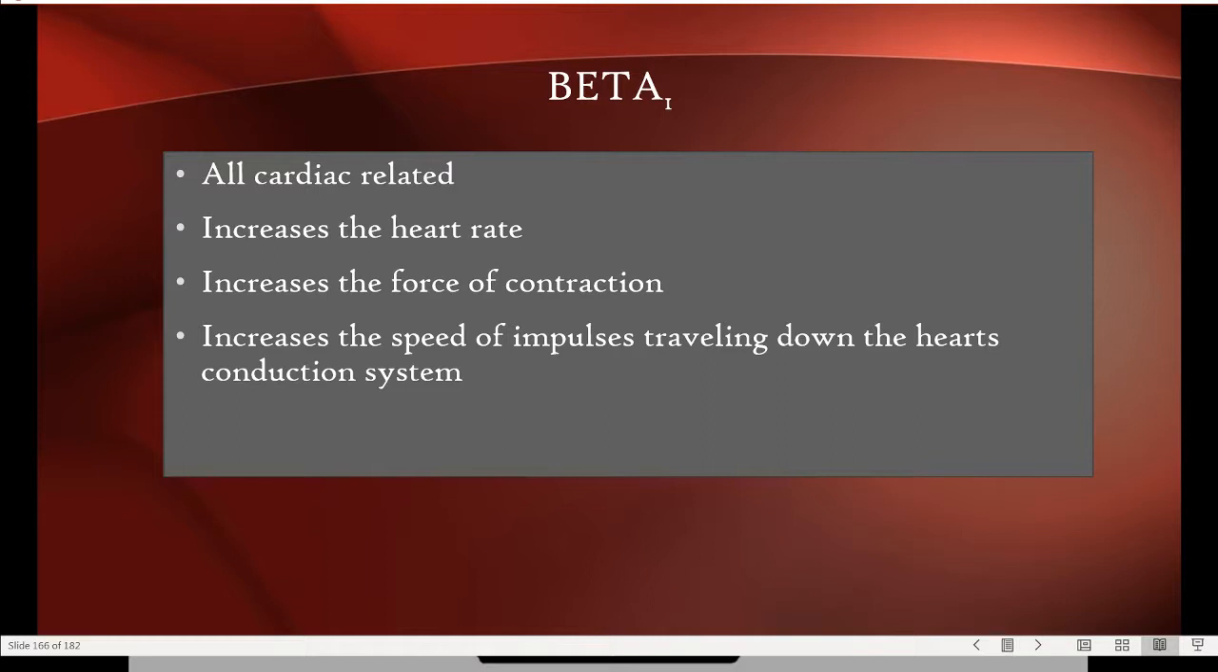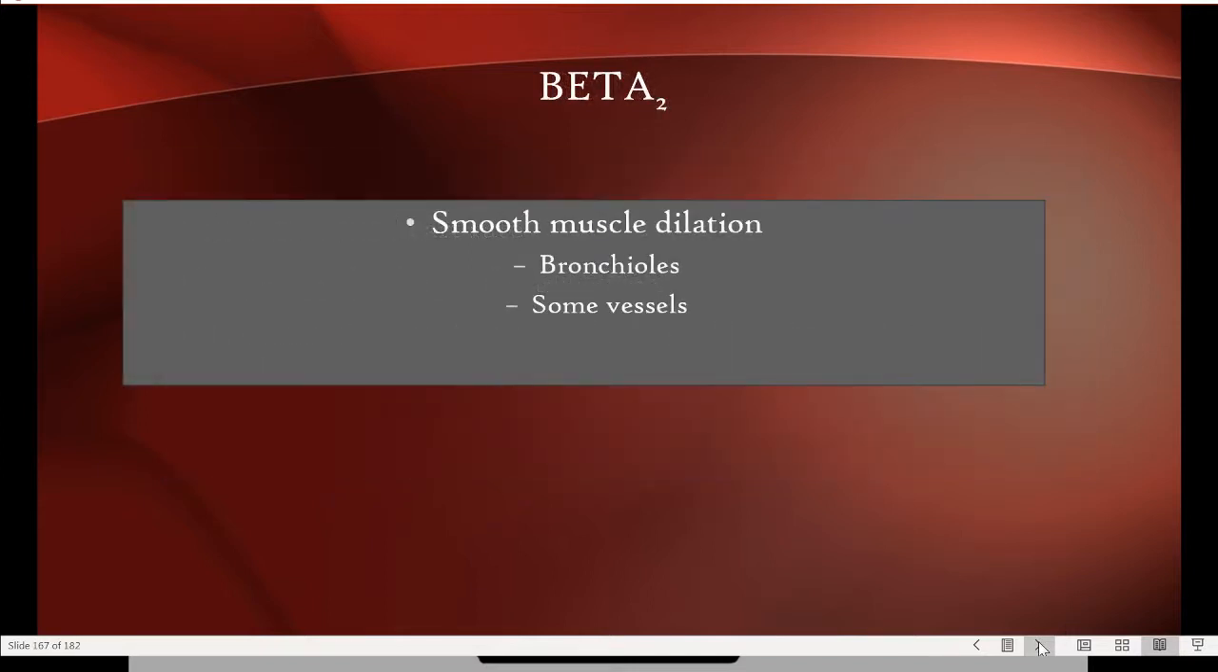Beta 1, and I mentioned this in class, the difference between beta 1 and beta 2. You know, beta 1 is 1 heart, beta 2, 2 lungs. So beta 1, all cardiac related: heart rate, the force of contraction, the speed of the impulse coming down through the SA node, AV node, through the conduction system. Beta 2, so this is going to be the 2 lungs. We have smooth muscle dilation in the bronchioles.